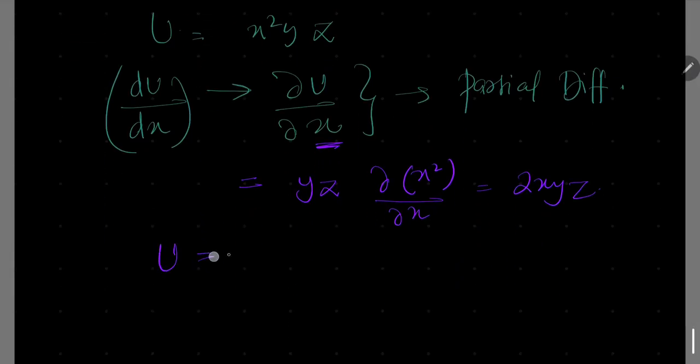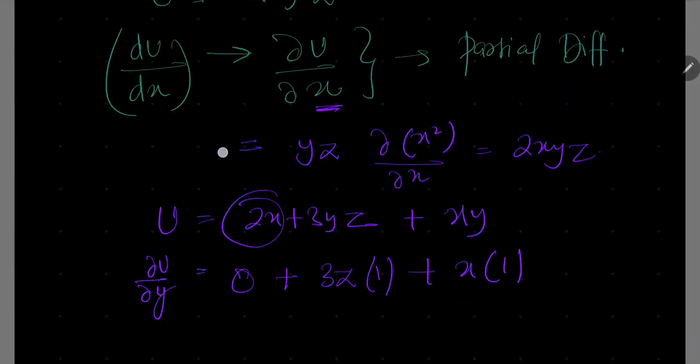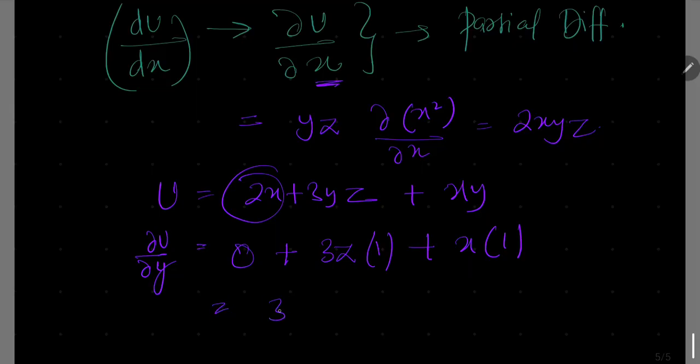Another example: let's say u is equal to 2x plus 3yz, and you have been asked to calculate the partial differentiation with respect to y. What will you do? The 2x term becomes constant because you are differentiating with respect to y, so it becomes 0. 3z will be constant, and the differentiation of y with respect to y is 1. For xy, x is constant and the differentiation of y with respect to y is 1. So the answer will be 3z plus x. This is how you do partial differentiation.